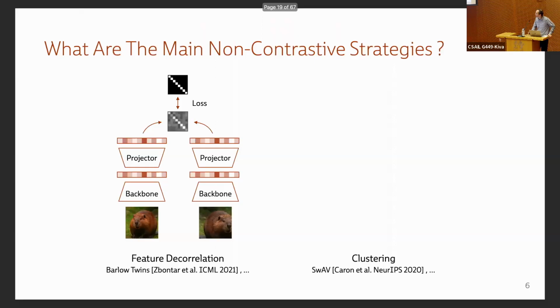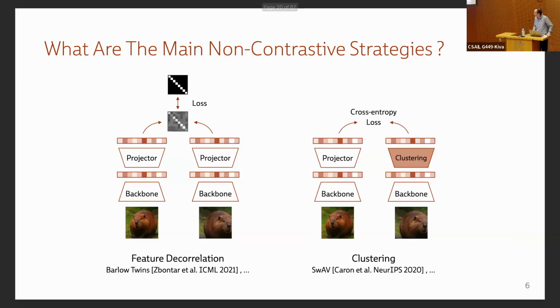So in feature decorrelation methods, what we have is that we pass our images through these networks, and then when we obtain the embeddings here, we compute a sample covariance. And from the sample covariance, we force this covariance to be close to the identity. So in essence, what we are doing is decorrelating the features of our embeddings.